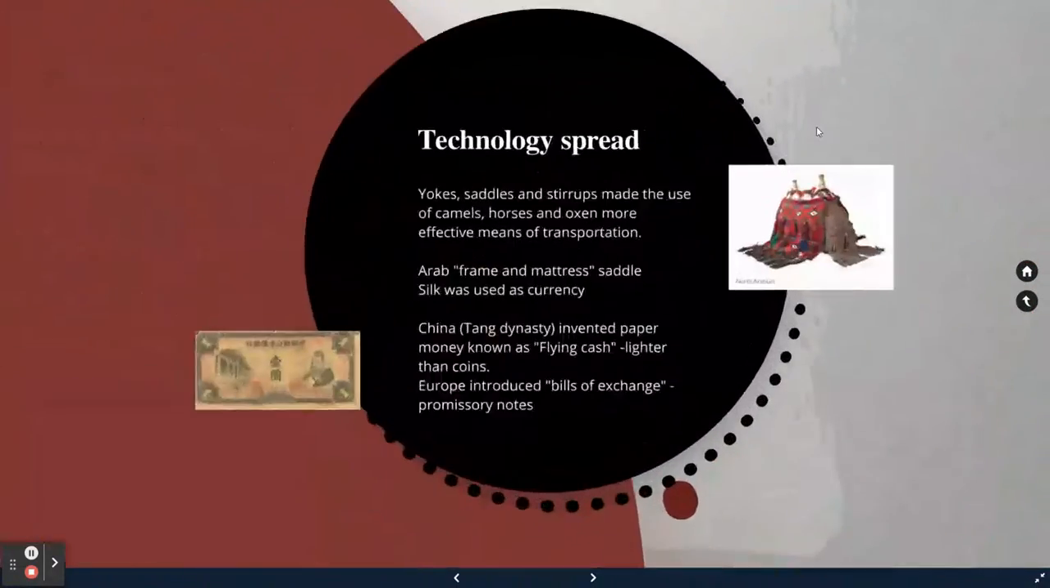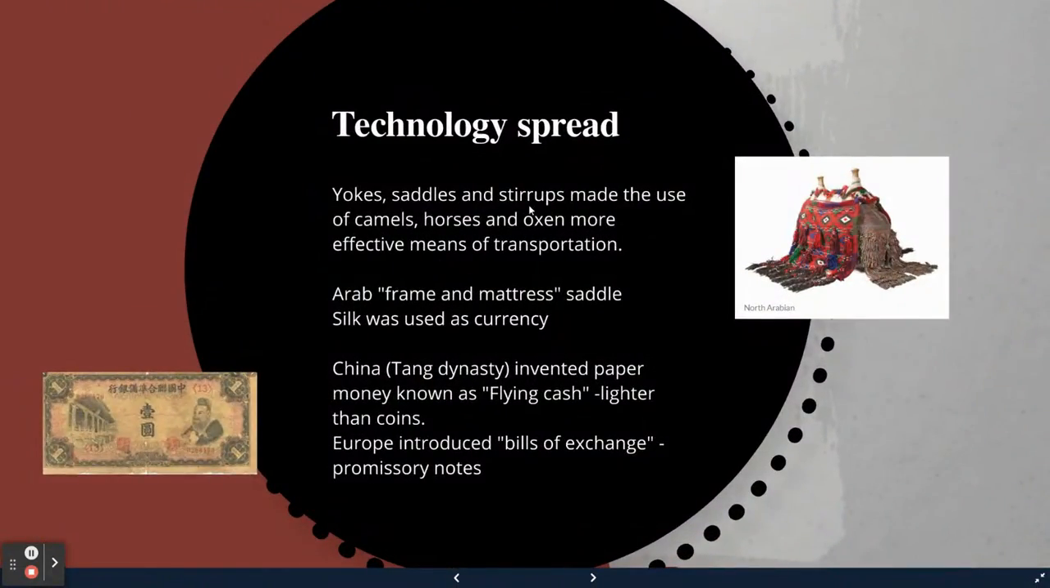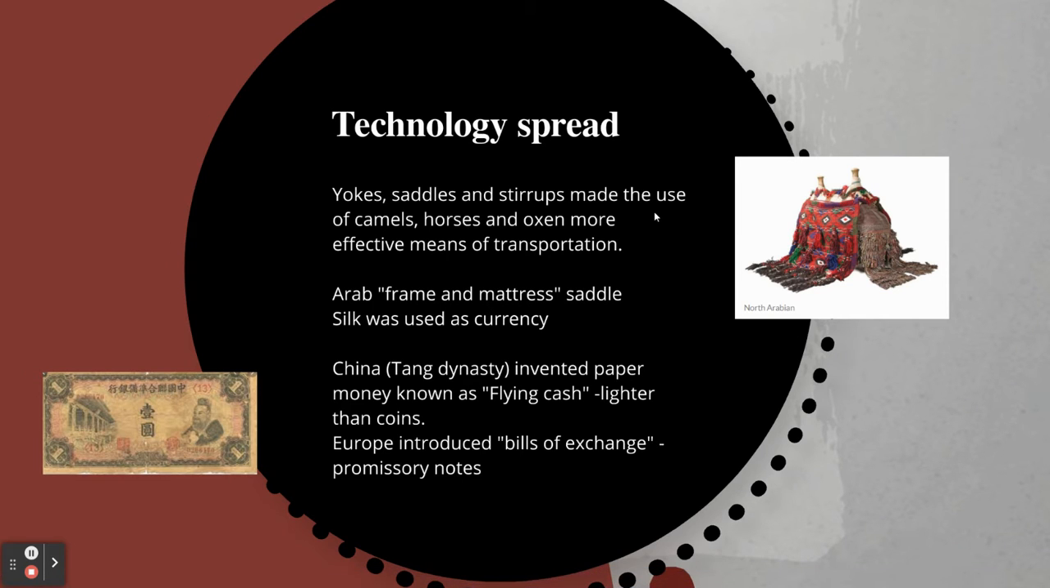Some of the technology that is also spread are like yokes and saddles and stirrups that are going to make the use of camels, horses, and oxen a lot more effective for transportation. You're going to see the Arabs using a frame and mattress saddle, which is like a big mattress on top of a camel, and it actually gives them the ability to transfer goods a lot more efficiently.